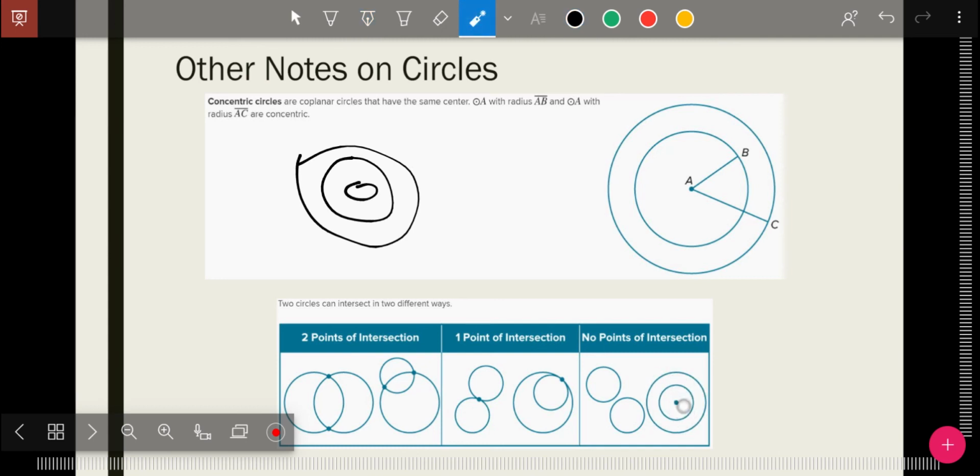Those are concentric. And then these are the only ways circles can intersect. They can only intersect in 2 different ways. They can either have 2 points of intersection, or 1 point of intersection, or they don't intersect. And that is the end of the 10-1 notes.